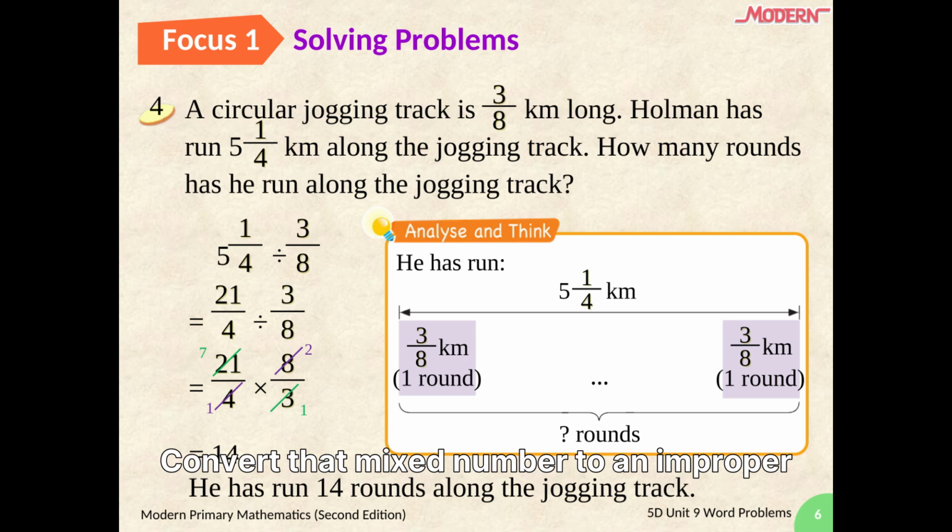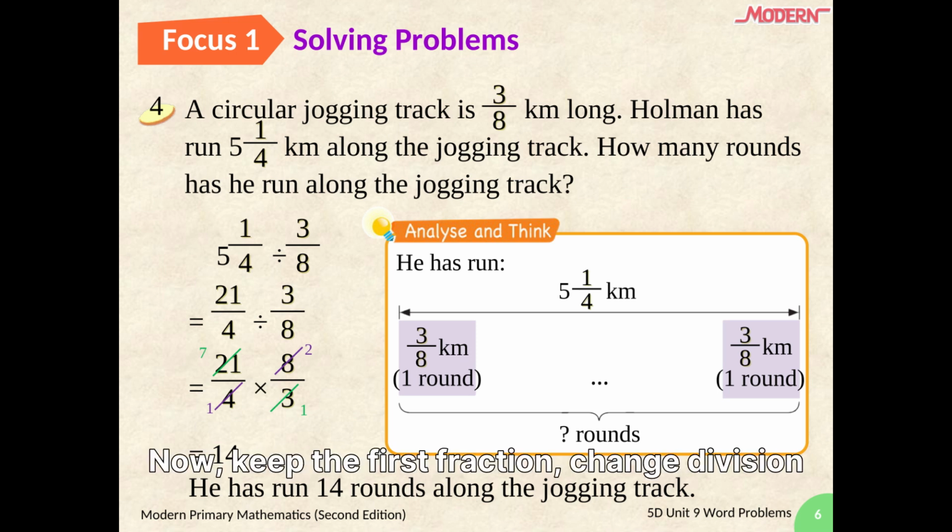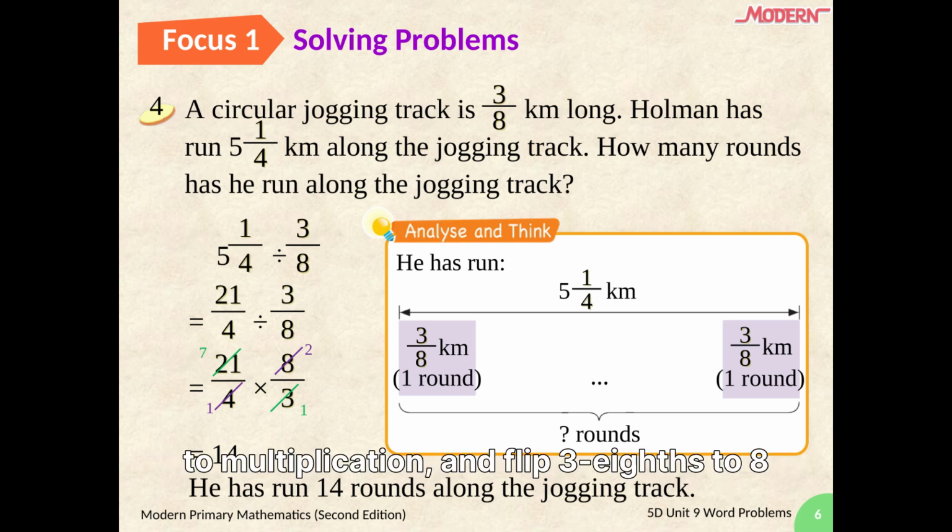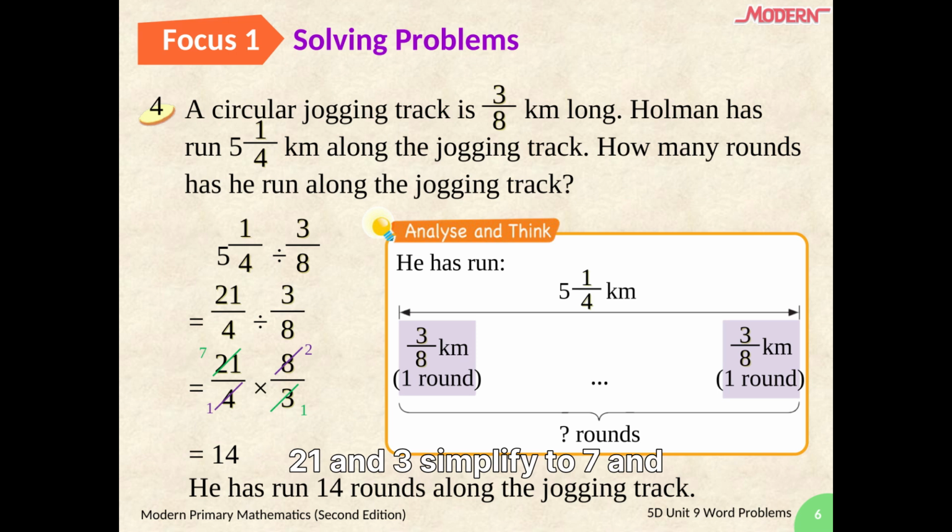Convert that mixed number to an improper fraction first. Know how: 5¼ is 21/4. Now, keep the first fraction, change division to multiplication, and flip 3/8 to 8/3. Simplify. 21 and 3 simplify to 7 and 1. 8 and 4 simplify to 2 and 1. 7 times 2 equals 14 rounds.